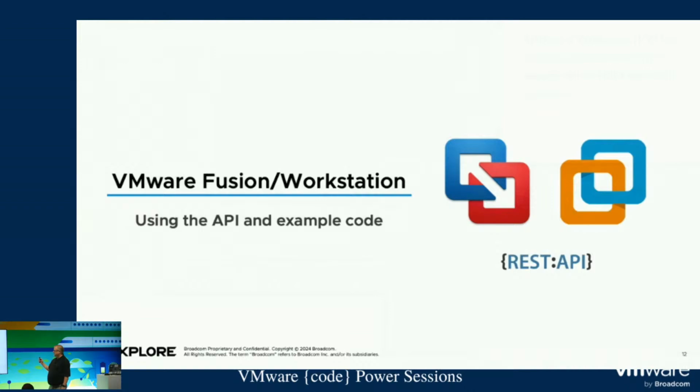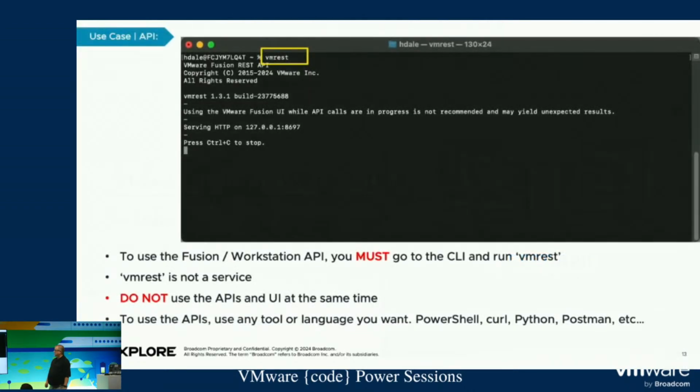So since this is the code theater, let's start looking at the APIs. When you install Fusion or Workstation, in order to use the APIs, there's a little program running in the background called VMRest. If you look at the top, that's running. In order to make the API calls, it doesn't run as a service, so you have to go in and start that up, and then you can start making API calls.